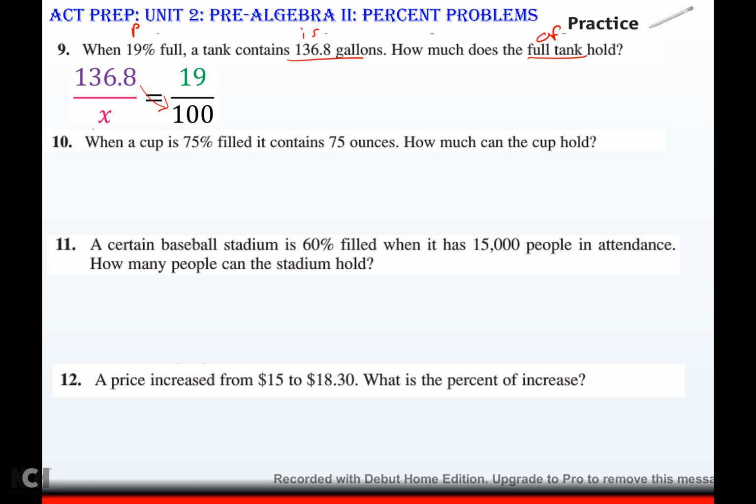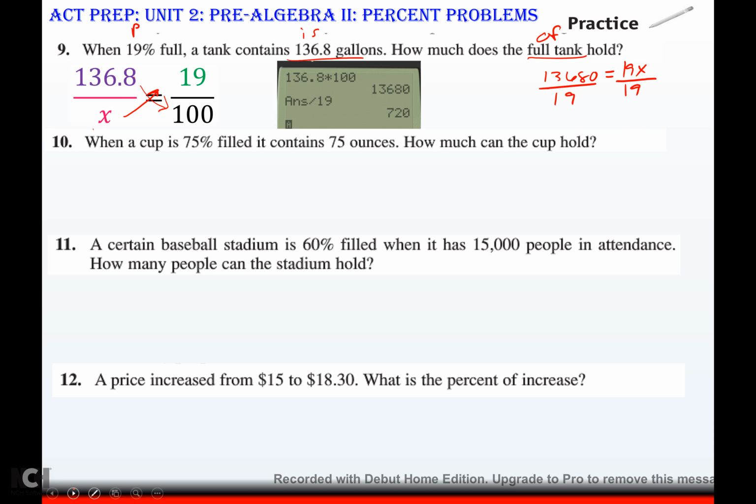So when I multiply this way, I get, I got calculator stuff over there. This just moves it 2 places over, so I get 13680 equals 19x. So to get x, I divide by 19, and I get 720. Then I'm going to check it. If this is right, then 19% of 720 should be 136.8. And I try to type it in. 19% of 720 is 136.8.